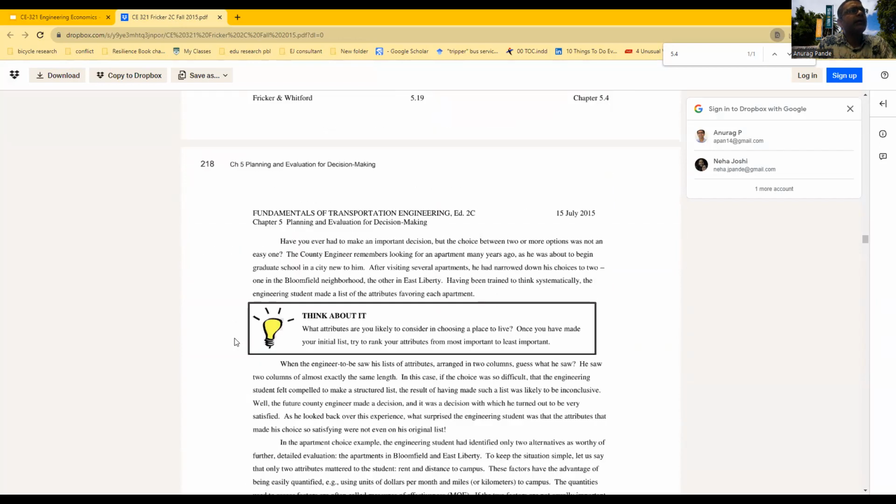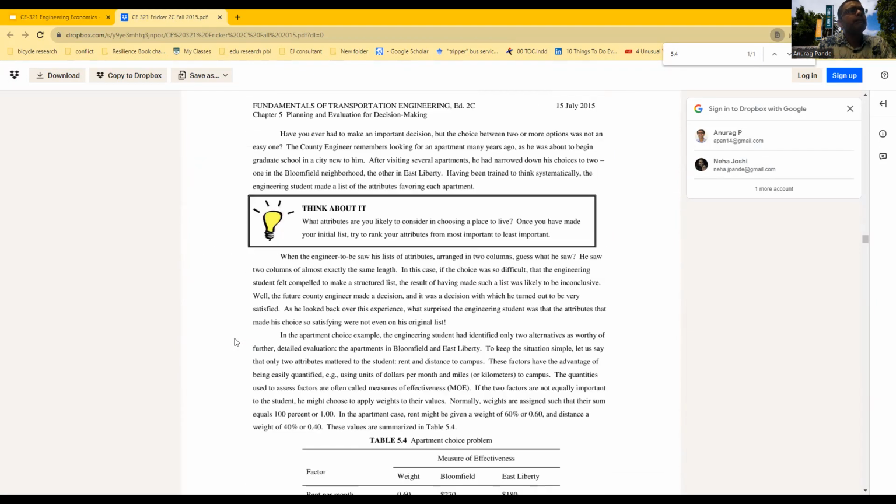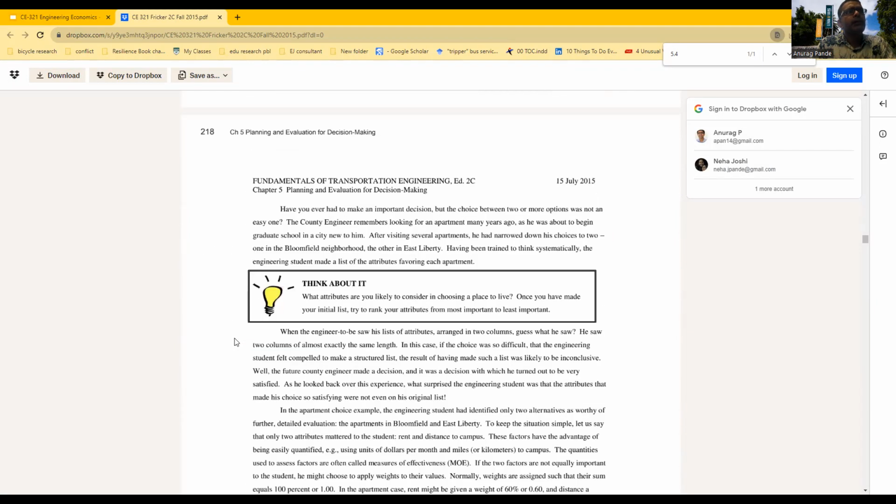So how do you rank a transportation alternative? This is the example I wanted to come up with here. And there are some think-about-it type questions here. What attributes are you likely to consider in choosing a place to live? Once you've made an initial list, try to rank your attributes from most important to the least important, right?